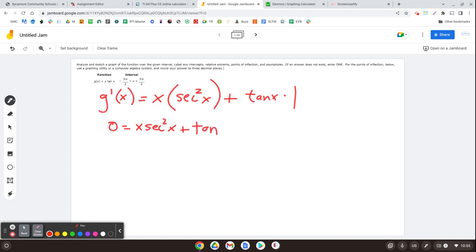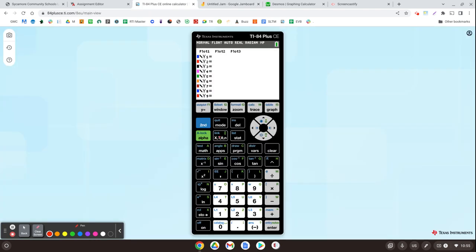Well, I can tell you that alone is actually kind of hard to solve. I could show you how to solve it by hand, but I'm not going to on this video because I want to show you how to use your graphing calculator. We want to solve this thing. So x secant squared of x plus tangent of x.